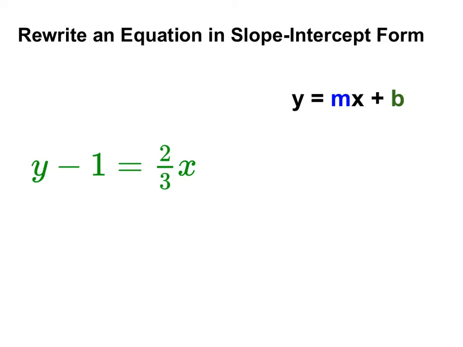In this video, we're going to go over how to rewrite an equation in slope-intercept form. So as a review, slope-intercept form looks like this. y is equal to mx plus b, where m is the slope, and b is the y-intercept.